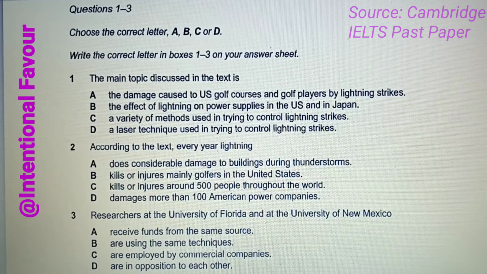So you need to read the question first before reading the passage.